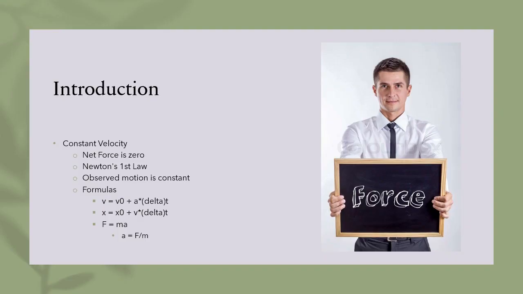In this lab, we will be dealing with constant velocity. According to Newton's first law, an object in motion stays in motion unless some sort of force is applied to it. Therefore, if the net force on an object is zero, we should see its motion show a constant velocity. And this is the observed motion that we are going to be looking at.